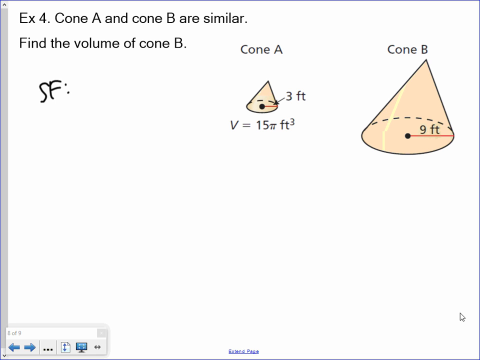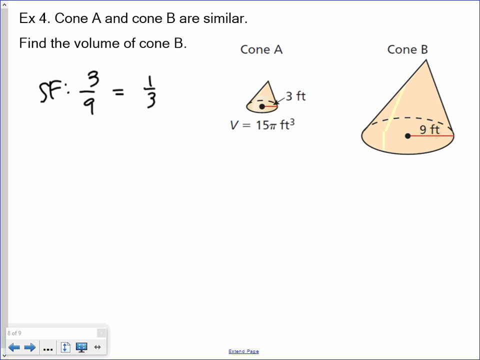A and B, let's find the scale factor. 3 and 9. Okay, doesn't really matter what order you go in. 9 over 3 is fine. Then you're just going to work big over little for your proportion. You don't have to simplify it, but I'm going to go ahead and simplify it. It's an easy one to simplify. What's 3 over 9 simplified to?